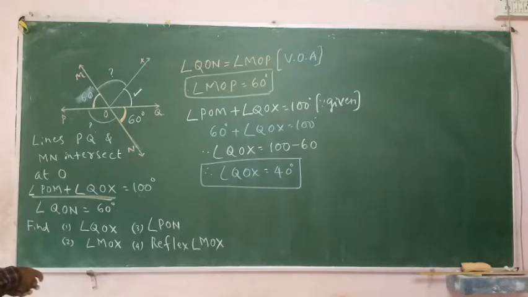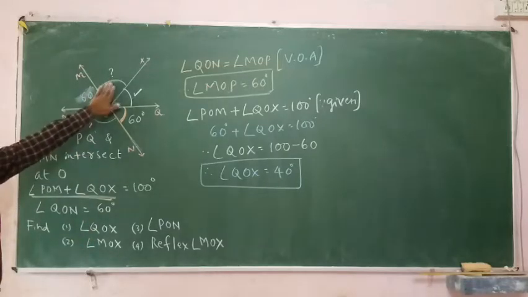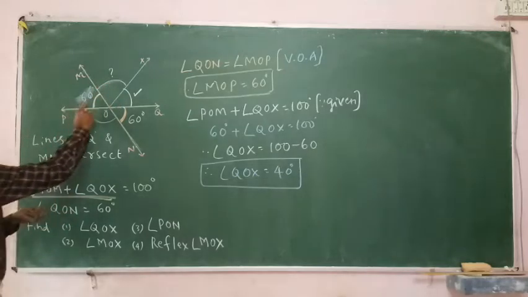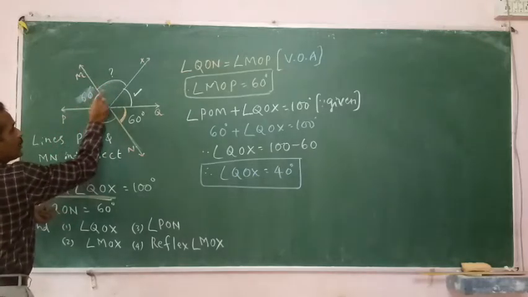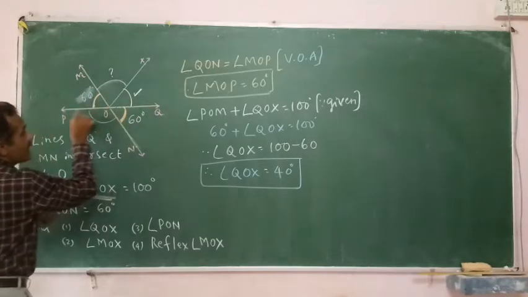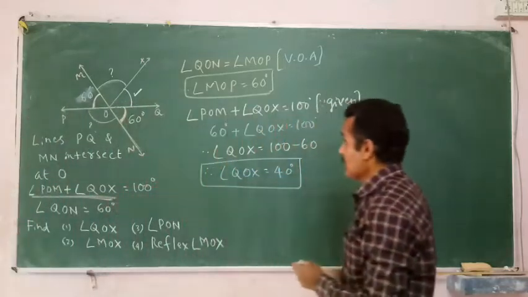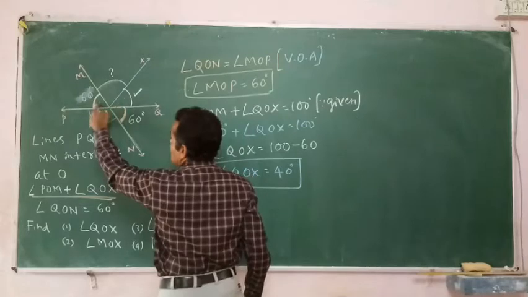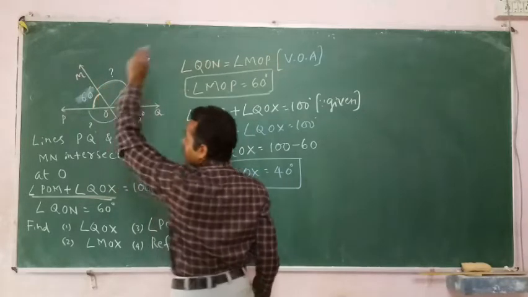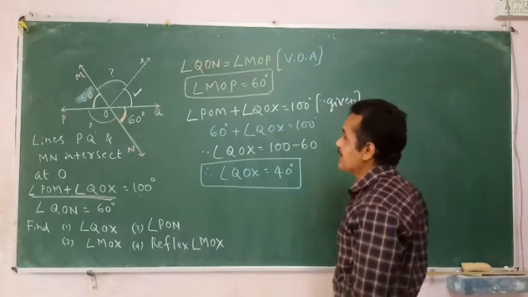Now what I can write? Now I have to find which angle. I have found QOX. I have to find the MOX. This angle has to be found. See, when you add these three, it will be 180 degree because this is the straight line. So can I write like this? See, this sum is 100. That means this angle will be 80 degree. But how to write it in the geometry? The steps are very, very important. I will write like this.